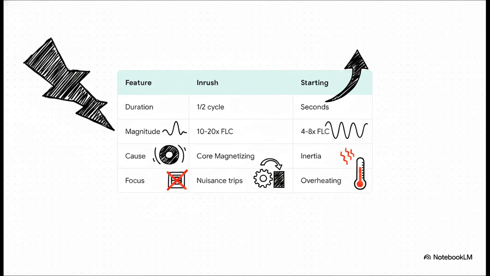Now, compare that to starting current. Its duration is a lot longer, lasting several seconds. The magnitude is lower than inrush, but still a really hefty 4 to 8 times normal current. It's caused by overcoming physical inertia. And the main threat here? Thermal heat. It causes overheating over those crucial few seconds.